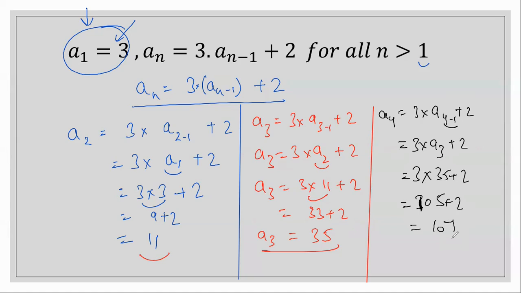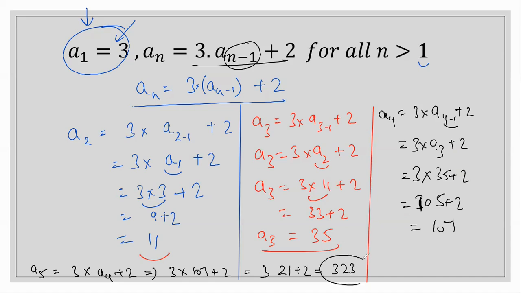Now let's talk about the 5th term, A5. A5 equals 3 times A of 5 minus 1, that is A4, plus 2. What is the value of A4? So 3 times 107 plus 2. 3 times 107 is how much? It equals 321, plus 2, which equals 323. That is the 5th term. So these are all the 5 terms of the sequence. If you have to find out A6, you can easily find it, but I am stopping here at A5.